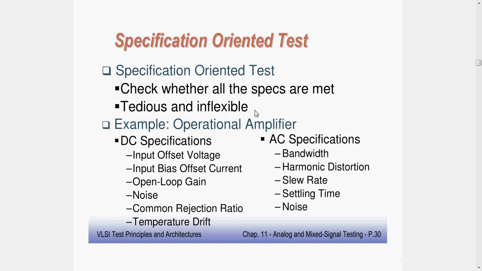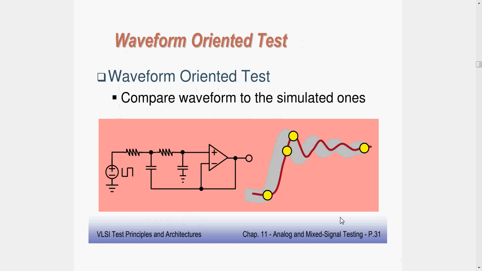Similarly here, for the particular device under test you will measure all the input and output characteristics. Naturally this process is very tedious, and it is also inflexible, because for each and every measurement you need a certain procedure which cannot be changed. Considering the operational amplifier given in the previous slide, these are the various parameters that we need to measure in the specification oriented test. Next, what is a waveform oriented test?